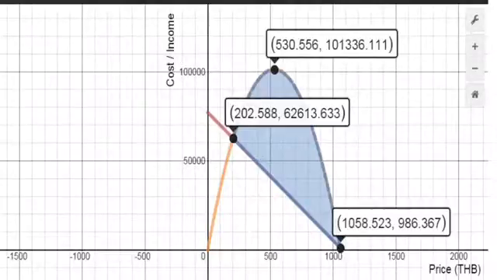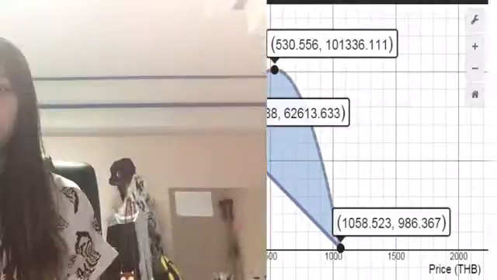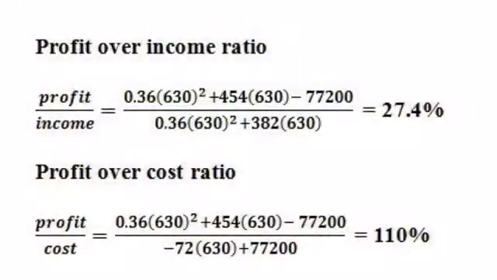So, if I sell my product at 530 baht, it is the maximum point, the price where I will gain the most income. After I finished my income over cost function, that's not yet enough for me to prove that my business is a good business. So, after that, I created a profit over cost ratio and a profit over income ratio, which look like this. According to my profit function, the best price is 630 baht.